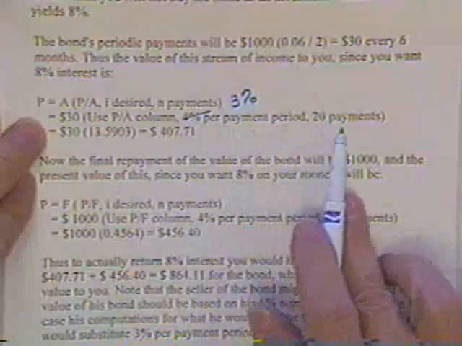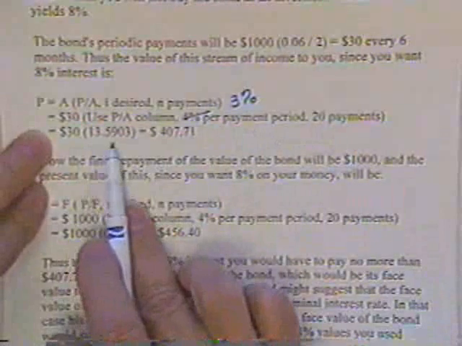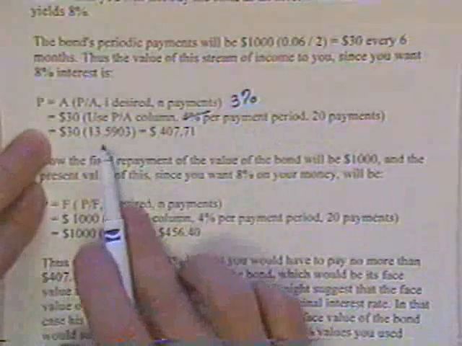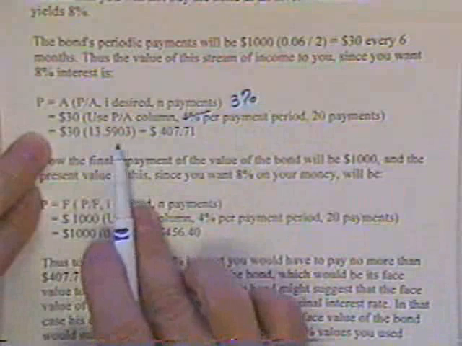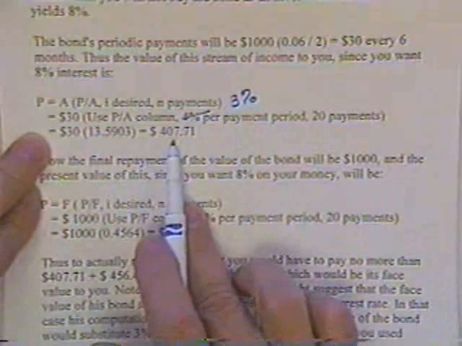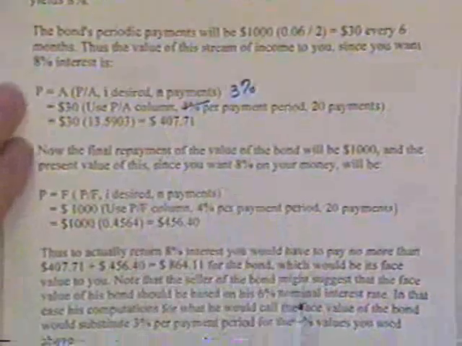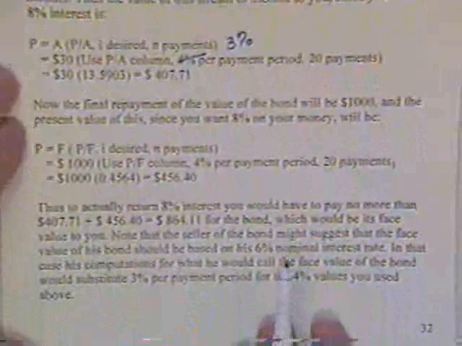3% per payment period, 20 payments. That'd be 30 times, hopefully that's the 3% number. I want to shut the tape off just to find that out. You can fix that for me. It is $407. That would be the present value of the $30 every 6 month stream of income. That's part of the bond's value.